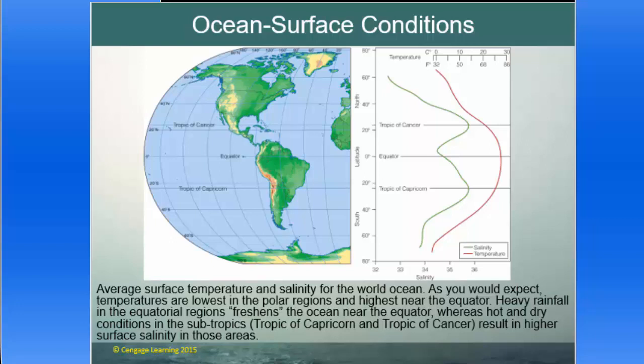Heavy rainfall in the equatorial region refreshes the ocean near the equator, where the hot and dry conditions in the subtropics result in higher surface salinity. Meaning at the equator, you have a lot of fresh water falling out of the sky, so you have lower salinity. But at about 30 degrees north and south latitude, those are where the world's deserts are, because of the global atmospheric circulation. You have a lot of sinking air there, you don't have much rain, and so you have high salinity in those areas. So the salinity changes at the surface based essentially on the atmospheric conditions and the climate.